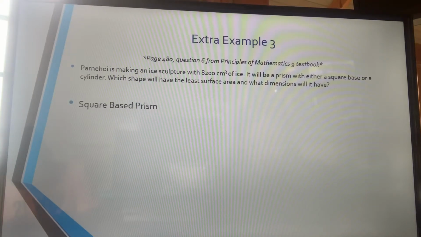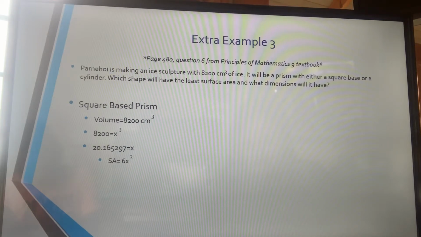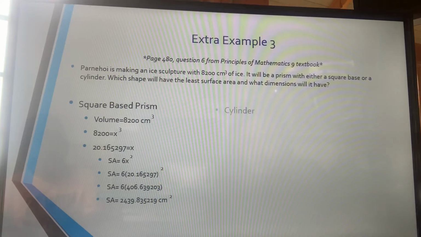So first, let's do the square base prism. Determine the volume, which is 8,200 centimeters cubed. Substitute that into the volume equation and use inverse operations, doing the cube root of 8,200 to get our answer, which is about 20.2. Now that we know the side length, substitute it into the surface area equation and solve to get about 2,439.8 centimeters squared.